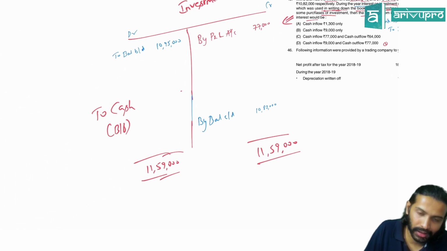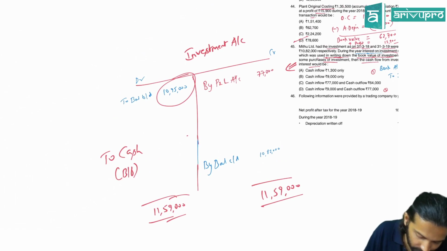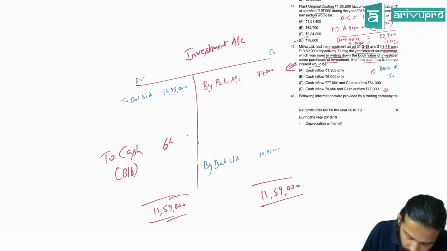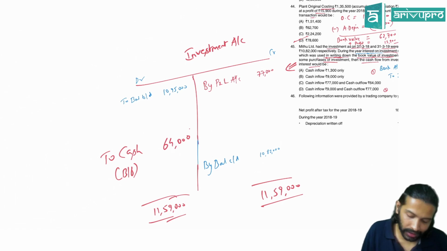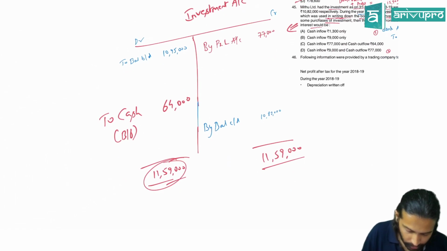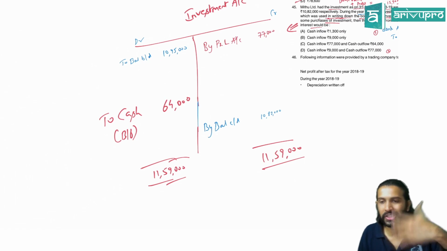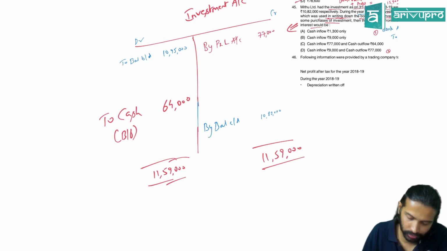Total this side should be 11 lakh 59,000. But the value that side is only 10 lakh 95,000. That means what is the balancing figure? 64,000 is the balancing figure. Yes, basically 11 lakh 59,000 minus 10 lakh 95,000. That is the balancing figure. 64,000. Your purchased investment is worth 64,000. That is what they asked.